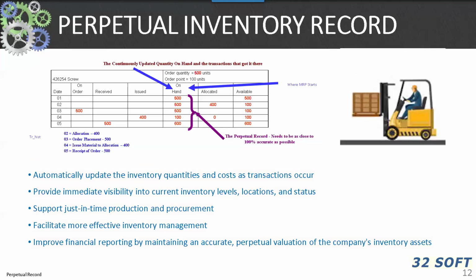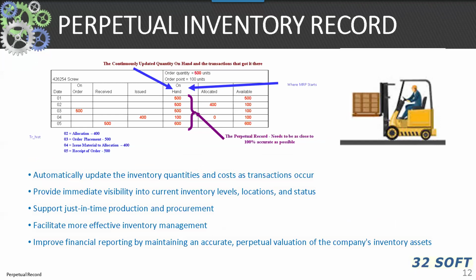Besides the bill of material, the inventory record, or what we call the perpetual record, is probably the most critical piece of information for MRP. The perpetual record is defined as the continuously updated quantity on hand and how it got there, i.e. the on-hand balance, all day, every day.